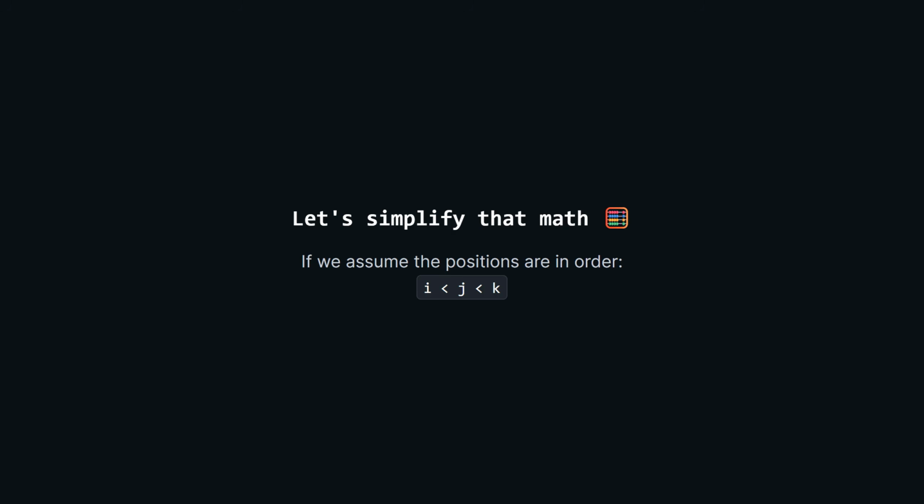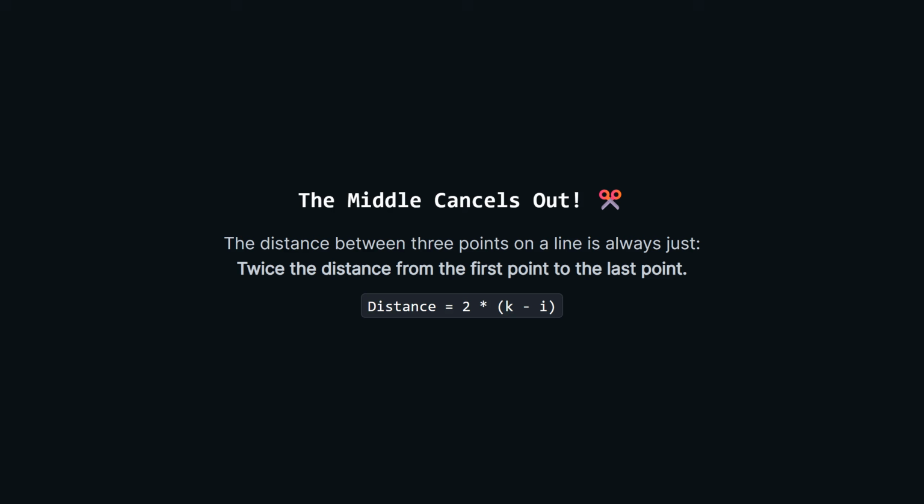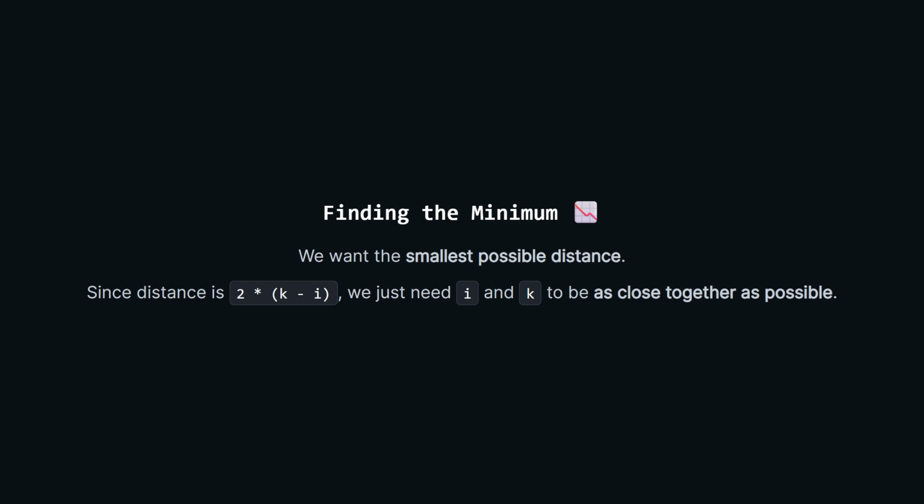But let's simplify that. If we just assume we look at our 3 positions in order, from left to right, the middle position actually cancels itself out in the math. If you think about it visually on a number line, the total distance around all 3 points is just twice the distance from the very first point to the very last point. And since the problem asks us for the minimum distance, we just need to find a matching trio where the first and third numbers are squished together as tightly as possible.